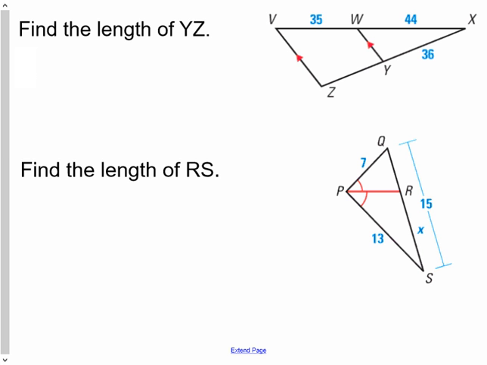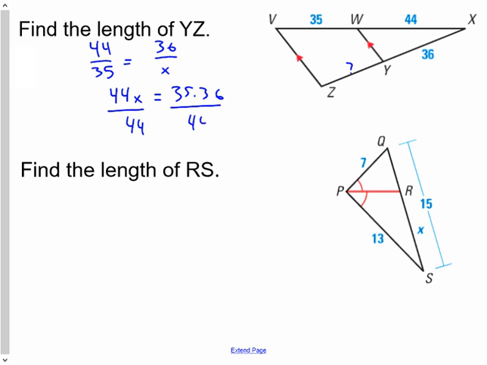Next, find the length of YZ. We've got 44, 35, 36, and we don't know. So 44 to 35 equals 36 to what? Now 44 and 35 are not nice numbers, so we may not end with the greatest value here in the end. But 44x equals 35 times 36. Divide by 44 on both sides. They both have a 4 in them, so divided by 4 I get 11, and divided by 4 I get 9. And then we get 9 times 35 over 11.